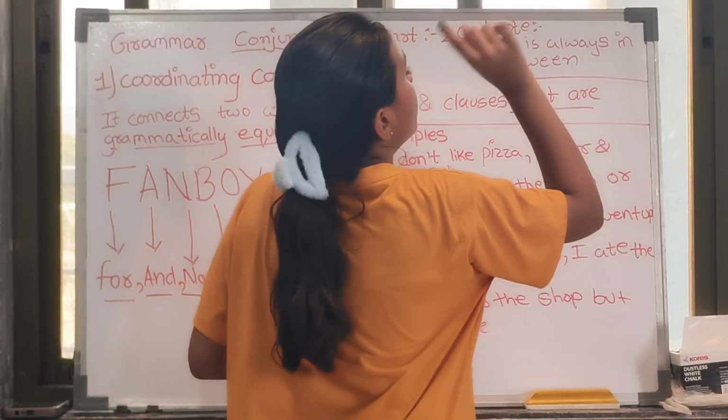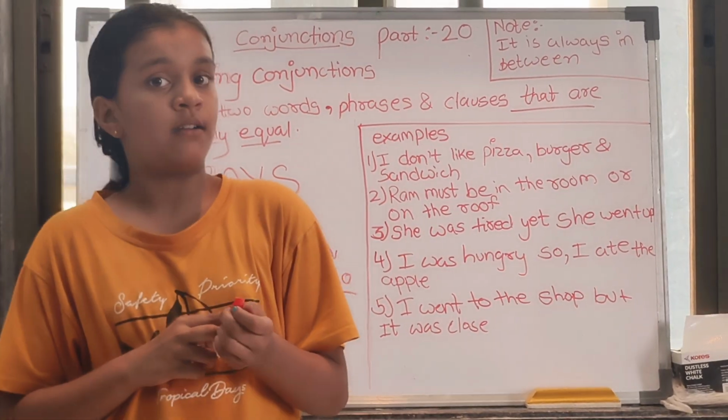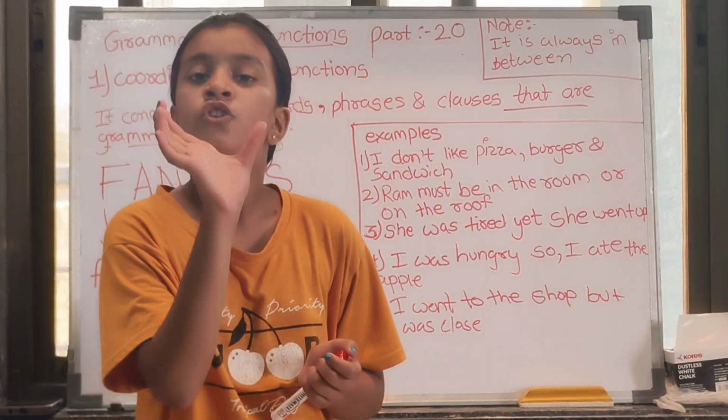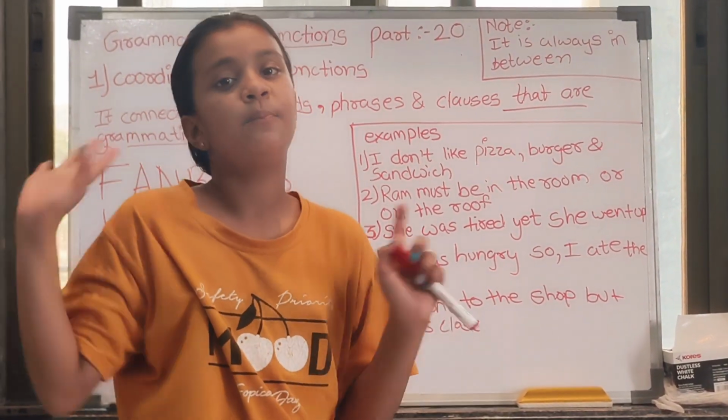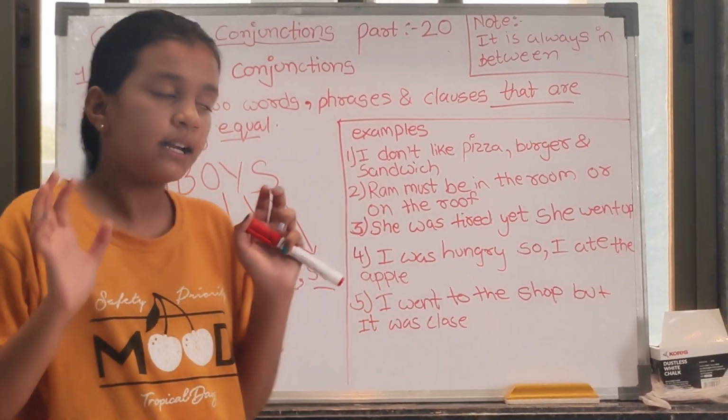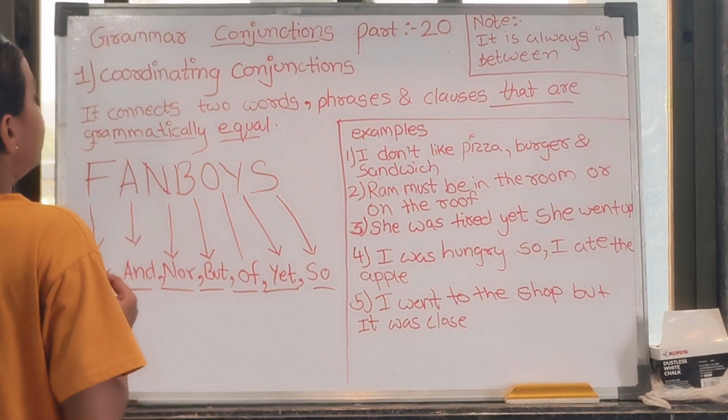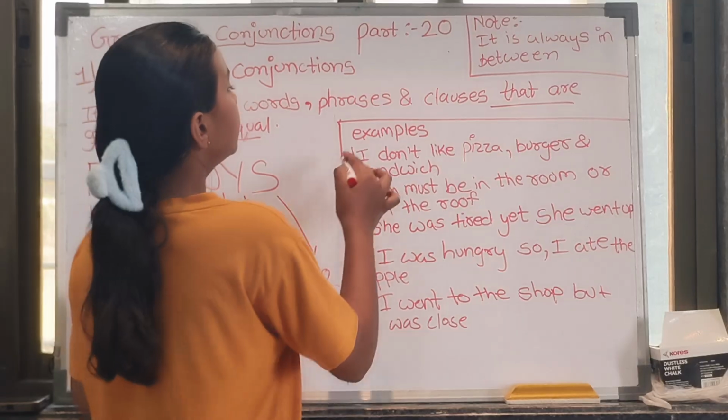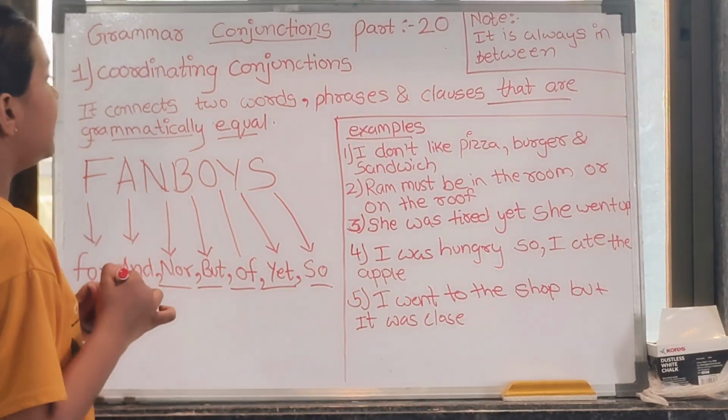See, it is always in between. Means whenever a sentence is there, in that it will always be in between only. Okay? It is in between only. Understood? So here are some examples of coordinating conjunctions.